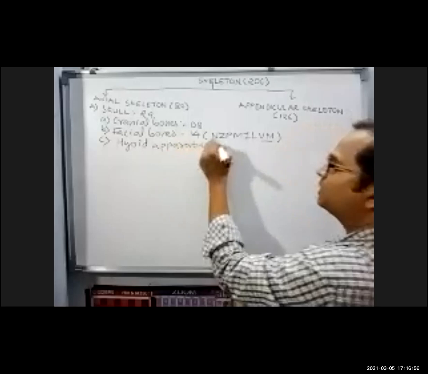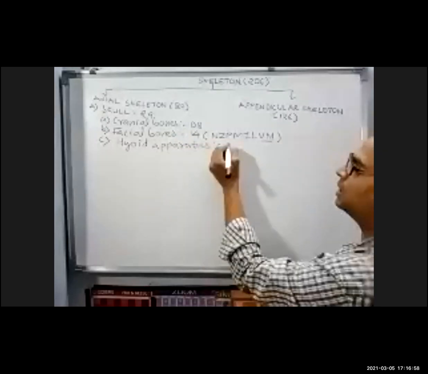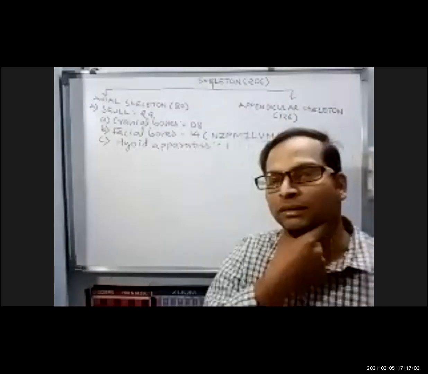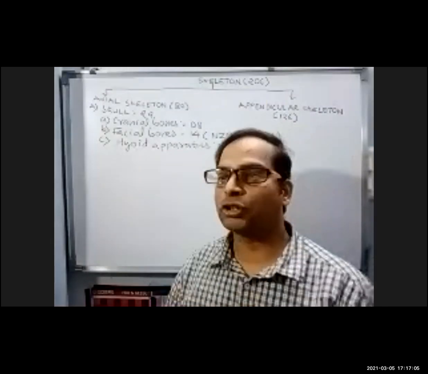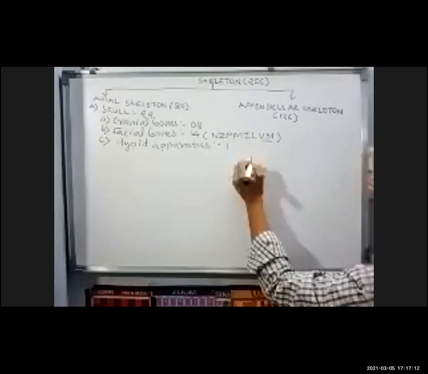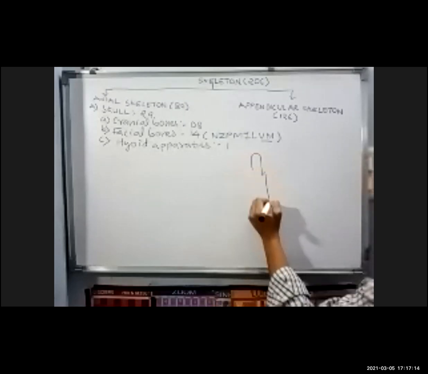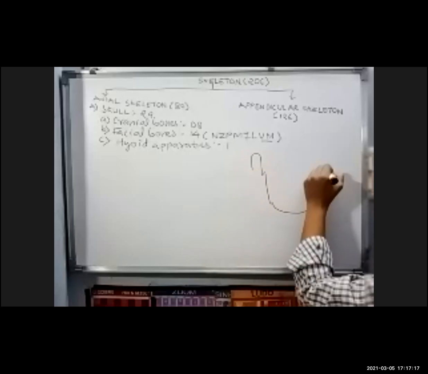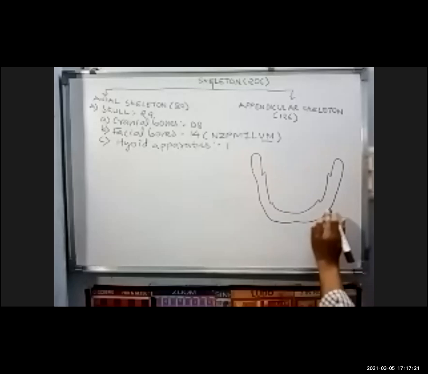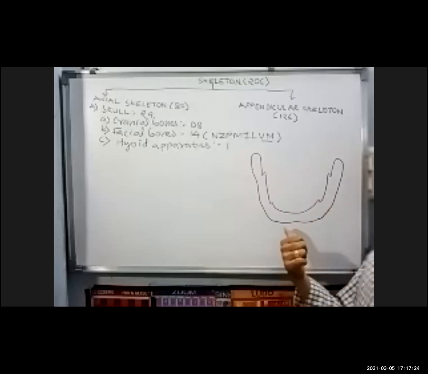Now, what is this hyoid bone or a hyoid apparatus? It is a single bone which is located here at the base of the tongue, and it looks like a horseshoe. It is a single bone situated at the base of the tongue, and it will look like a U shape, or you can say horseshoe. Is it looking like a horseshoe? It is called a hyoid bone or hyoid apparatus.